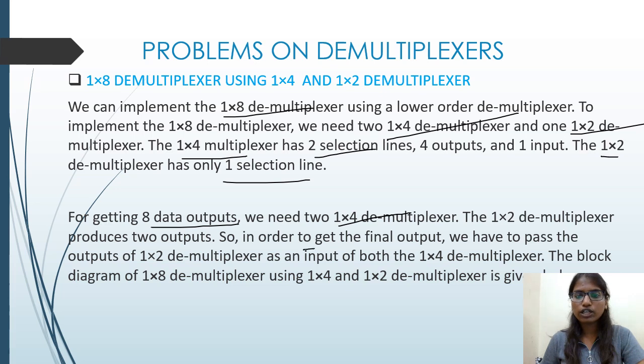In order to get the final output, we have to pass the outputs of the 1 is to 2 demultiplexer as an input to each of the 1 is to 4 demultiplexers.